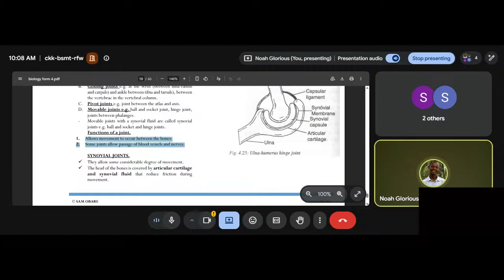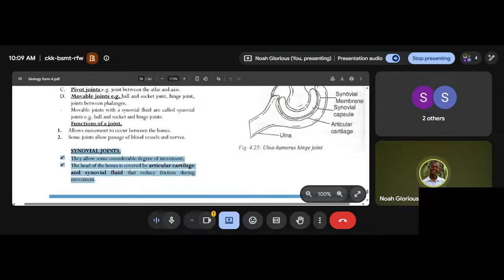When you talk about joints, most of these joints, we talk of joints that are dry and joints that are lubricated, or joints that have fluids. Joints that have fluids are known as synovial joints. I don't know whether we are moving a bit faster, but I hope we are able to understand these points one by one. Yes. What are synovial joints?